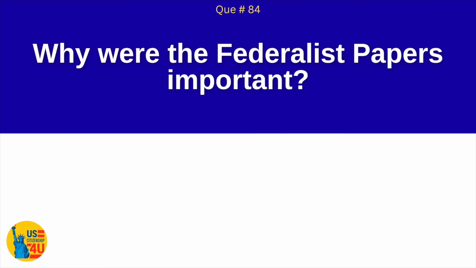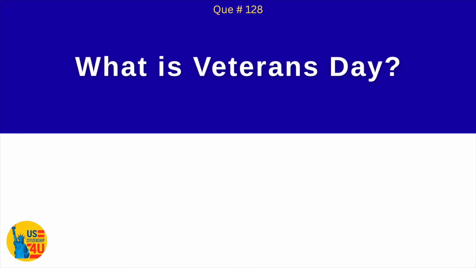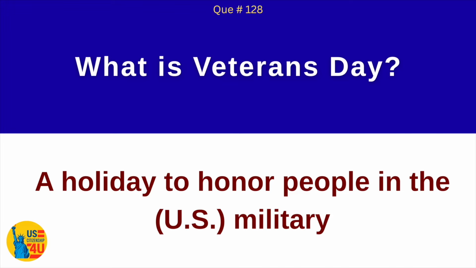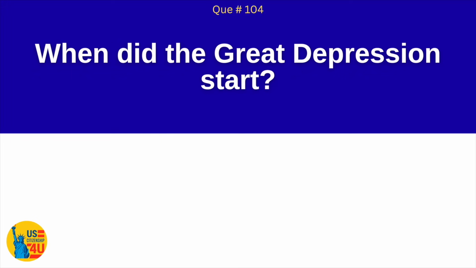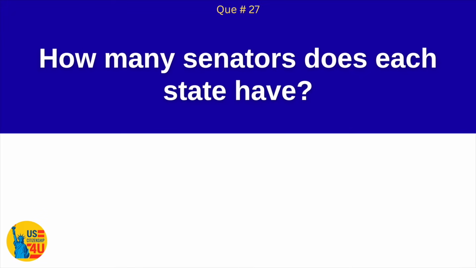Why were the Federalist Papers important? They supported passing the U.S. Constitution. What is Veterans Day? A holiday to honor people in the U.S. military. When did the Great Depression start? The Great Crash, 1929. How many senators does each state have? Two.